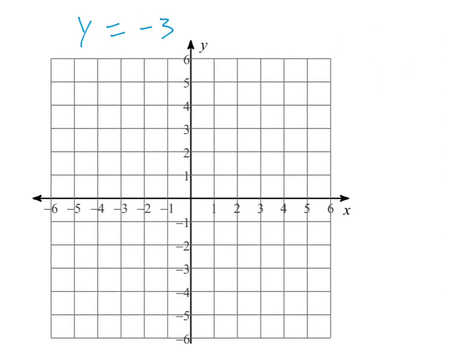Let's look at another one. y equals negative 3. I do have my y-intercept of negative 3. And again, my slope tells me I can't move up and down at all. I can just move to the left and right. All of the y's are negative 3.